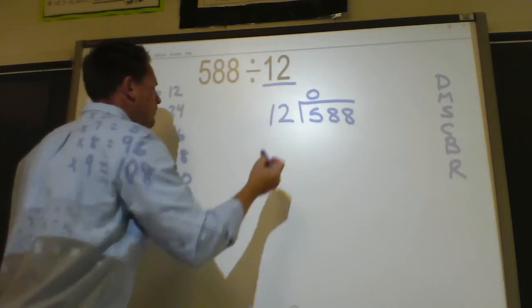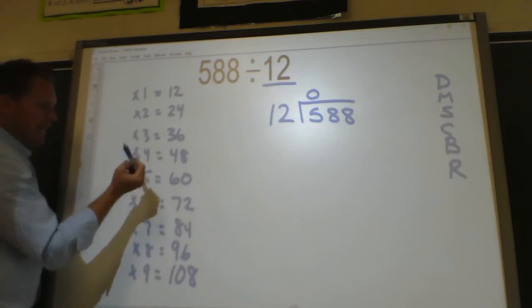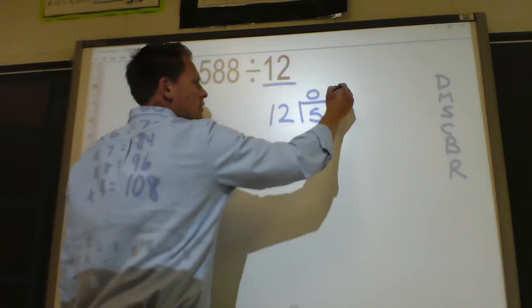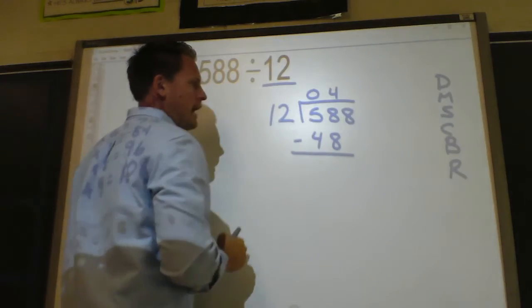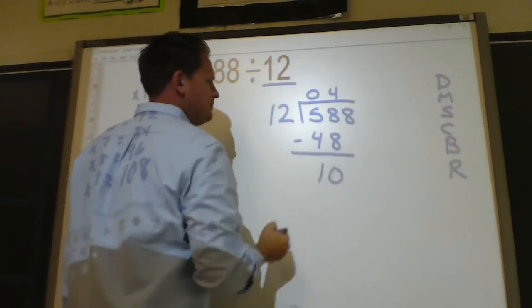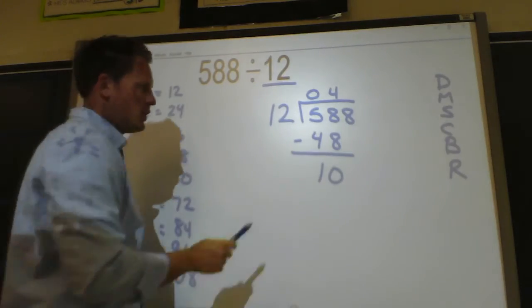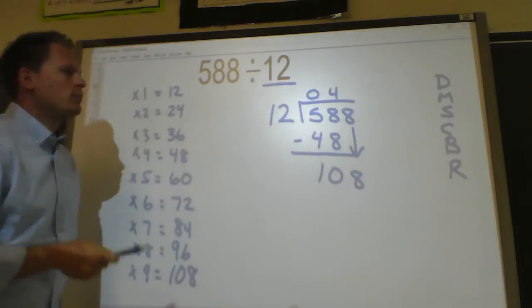How many times does 12 go into 58? Well, 12 times 4 is 48, but 12 times 5 is 60. It doesn't fit in 5 times, but it fits in 4 times. 4 times 12 is 48. We subtract, we should get 10. Is 10 smaller than 12? Yes, so I check, and now I bring down the 8. Repeat, divide.